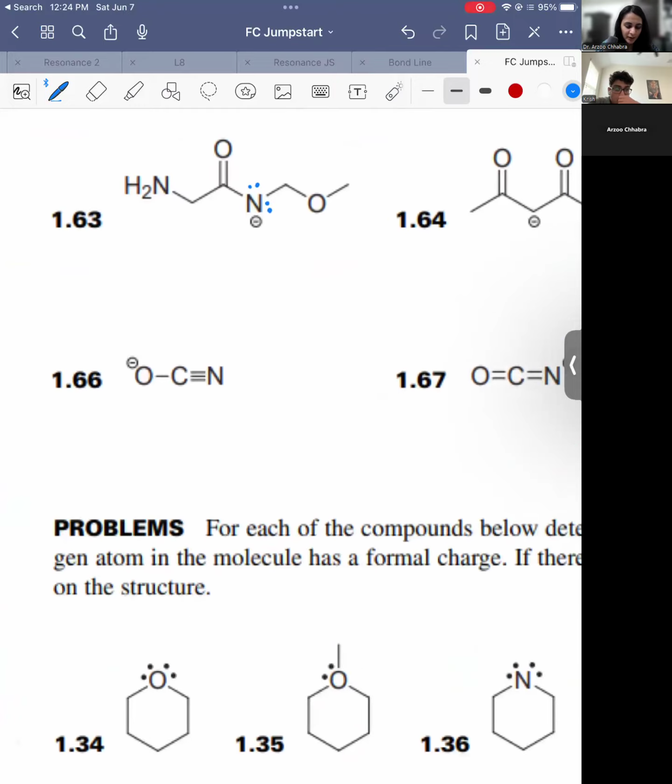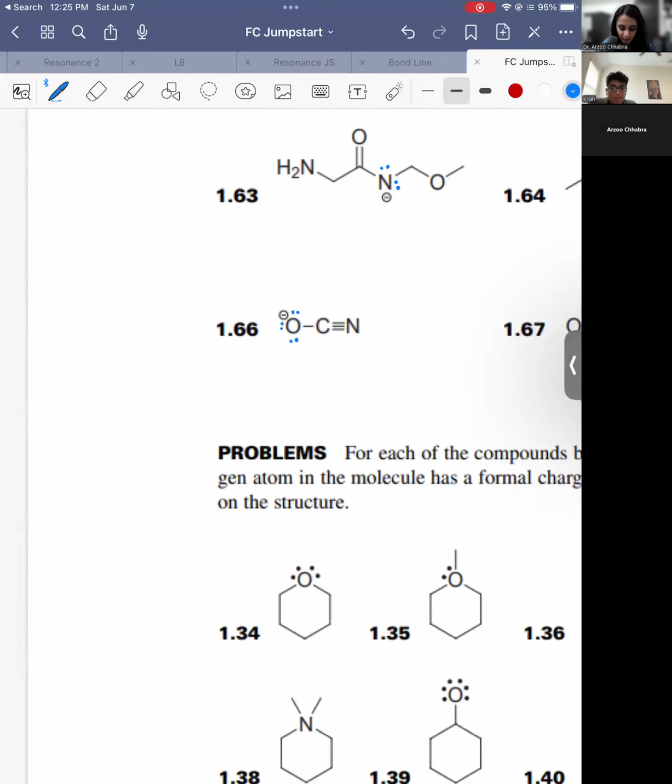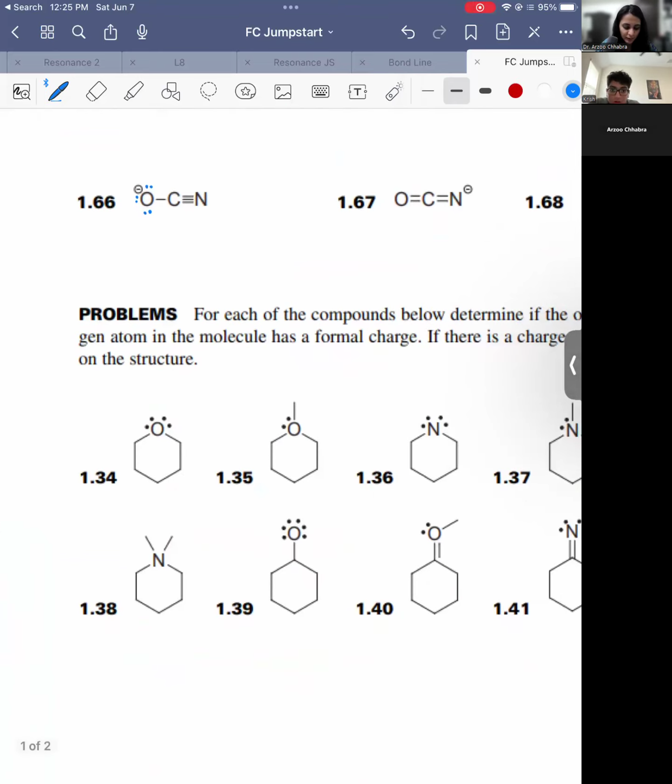Perfect. Okay, what about oxygen with a negative charge, 1.66? Well, to have a full octet, 6 minus 1 lone pair, 5. So then it has two lone pairs. Oh wait, three lone pairs to get a negative charge. Three lone pairs to reach an octet too. 1, 2, 3, 4, 1, 2, 3, 4, 5, 6, 7. Yeah, that's right, because oxygen has 6 valence electrons. Okay, good. Perfect.